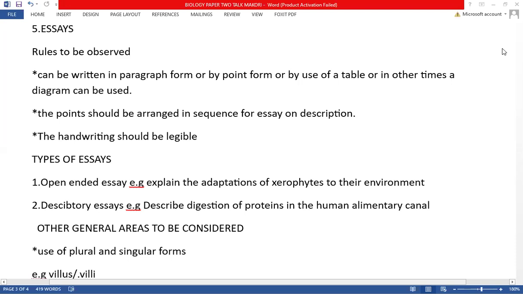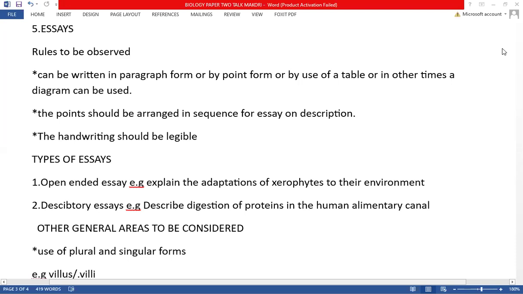Other things that a student should consider when writing your essay. First thing is to make your handwriting legible. As much as we are saying that the work of the examiner is to read everything that you have indicated and give you the marks.